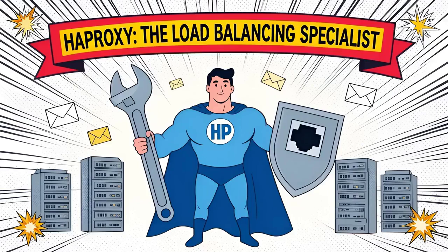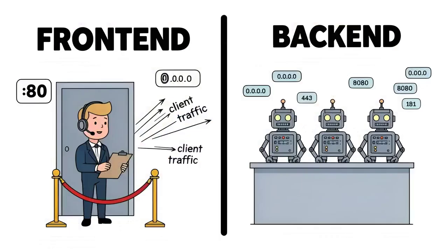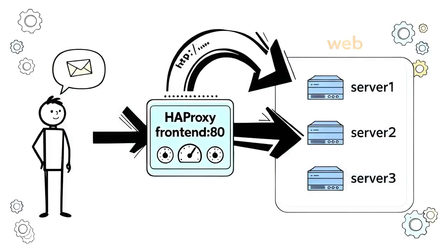HAProxy is the load balancing specialist, a high-performance reverse proxy built to distribute traffic across pools of backend servers with surgical precision. Every HAProxy configuration is built from two sections. The frontend is the listener, the IP address and port that accepts incoming client connections. The backend is the pool of upstream servers that actually do the work.